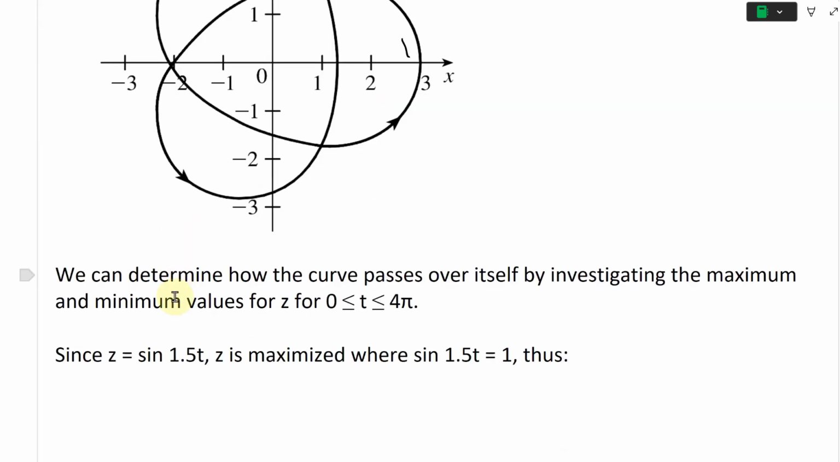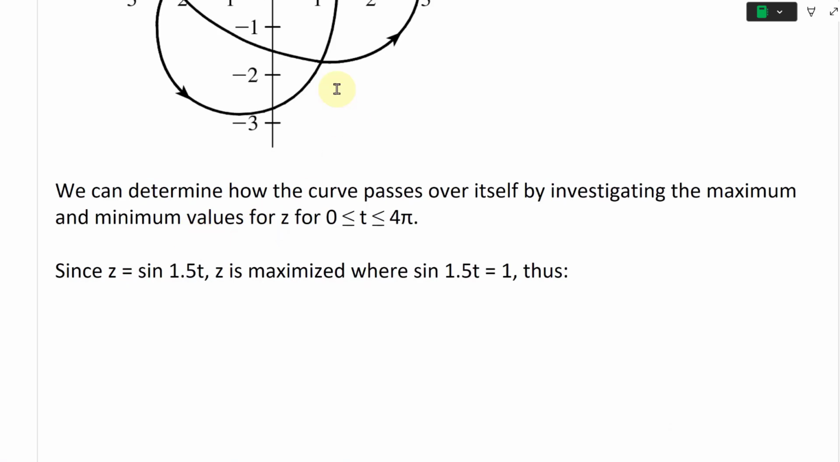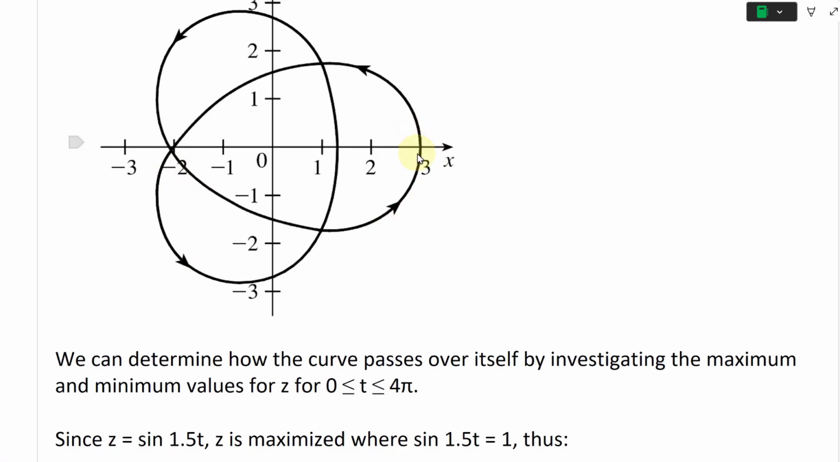Yeah, going back down here. So we can determine how the curve passes over itself by investigating the maximum and minimum values for z. And this is for 3D space. So this is a projection straight onto the XY plane, but we want the actual three-dimensional curve. So we need to see where the highest and lowest points are for the z value, for t between 0 and 4 pi. That's where this goes all the way until it reloops and goes back into the same cycle.